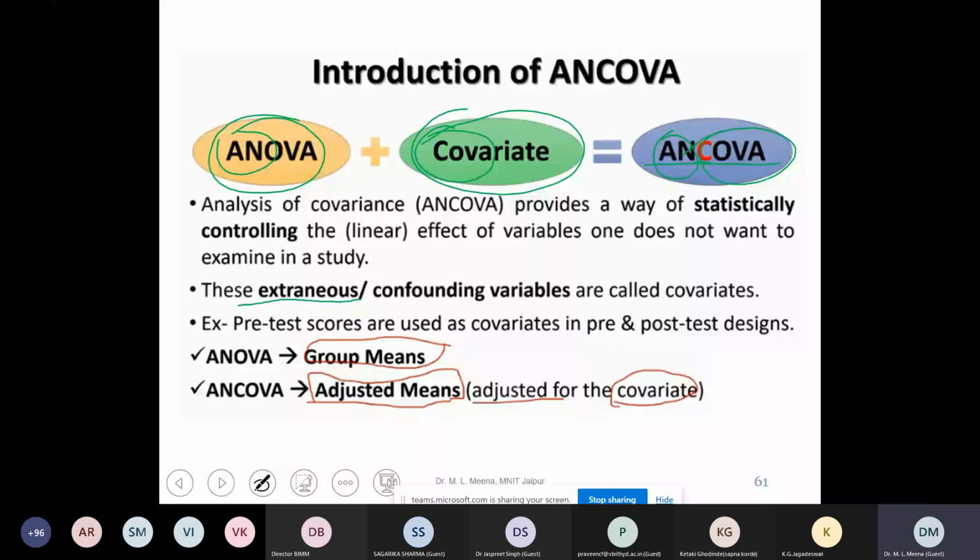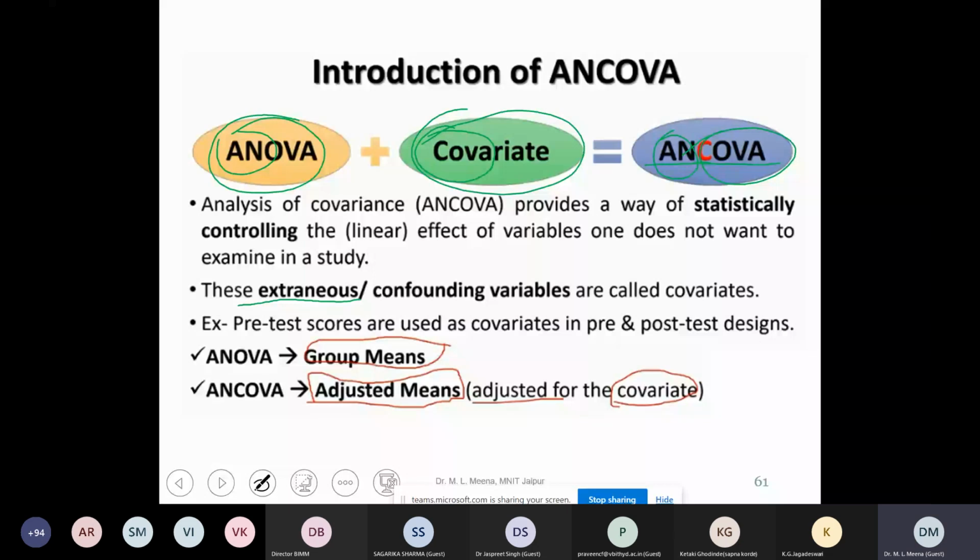For example, pre-test scores are used as covariates in pre and post-test designs. So ANOVA uses group means, and ANCOVA uses adjusted means, adjusted for the covariate. This technique is appropriate when the metric independent variable is linearly associated with the dependent variable and not to the other factors. It is based on certain assumptions: there is some relationship between dependent and uncontrolled variables.